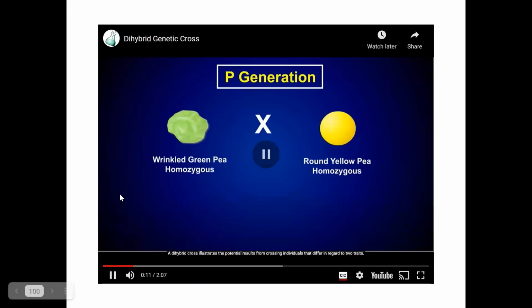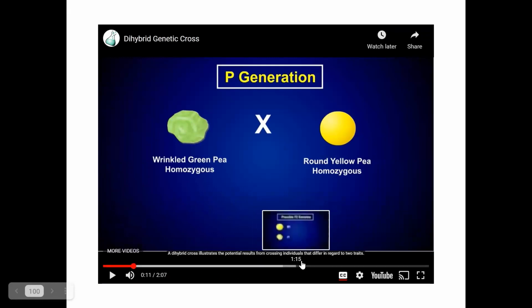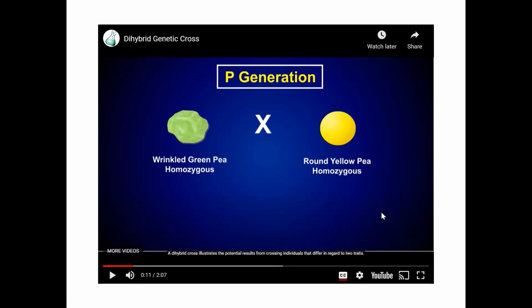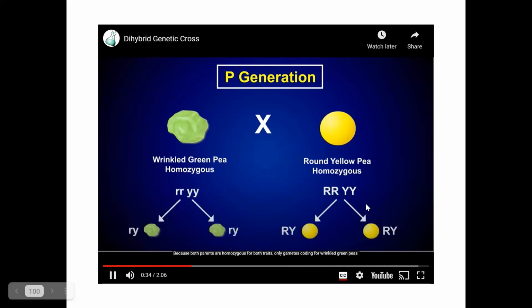A dihybrid cross illustrates the potential results from crossing individuals that differ in regards to two traits. In this case, the parent generation differs in both pea color and shape. A plant homozygous for wrinkled green peas is crossed with a plant homozygous for round yellow peas. Because both parents are homozygous for both traits, only gametes coding for wrinkled green peas and gametes coding for round yellow peas are produced.